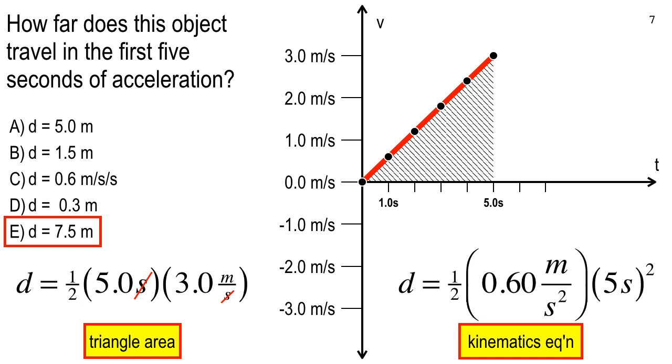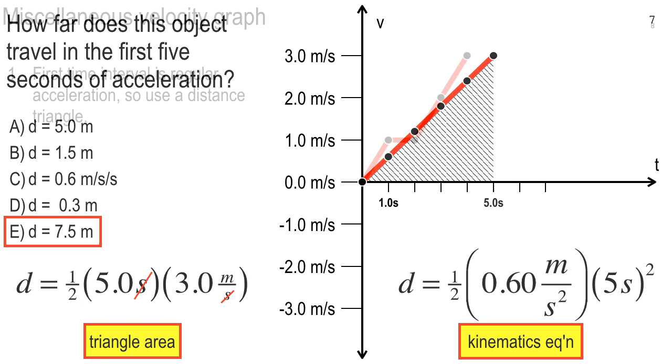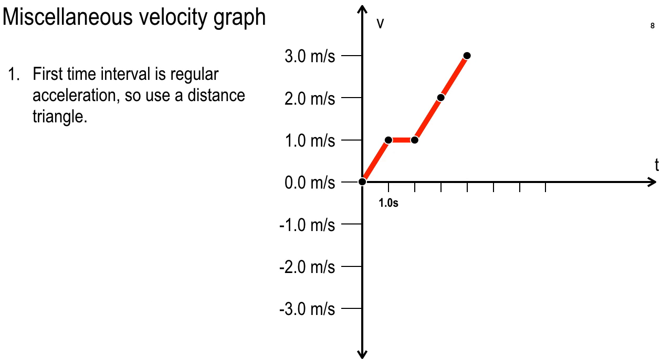All right. Let's do a kind of a smorgasbord velocity graph. Go ahead and sketch this graph out, and I'm going to give you a question. Better sketch this one out.